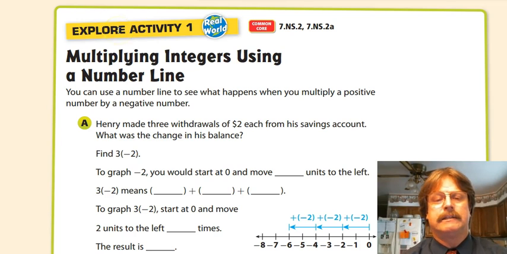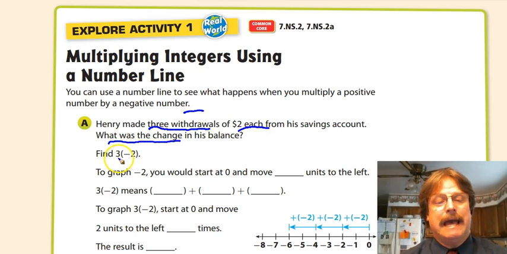In the first Explore activity, we're going to look at using the number line. And one of the things we have to do first is highlight what the important information is. Henry has made 3 withdrawals of $2 each from the savings account. What was the change in his balance? So 3 withdrawals is important, and then $2 each, and then what was the change? One of the definitions we have to worry about is that withdrawals is a negative. That's money that's going out, okay?